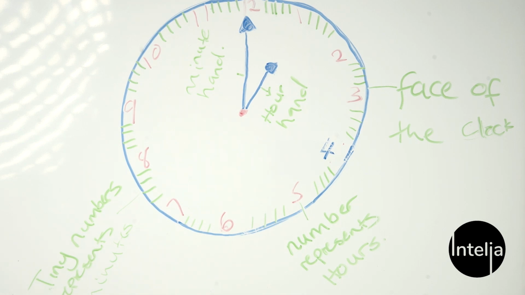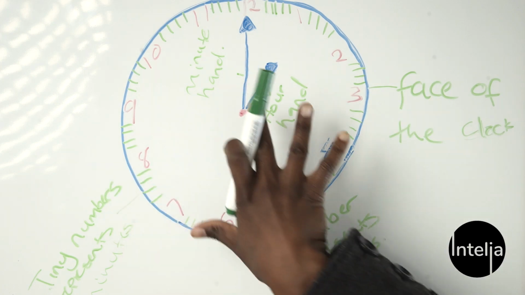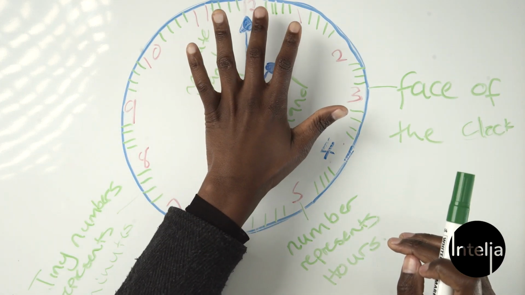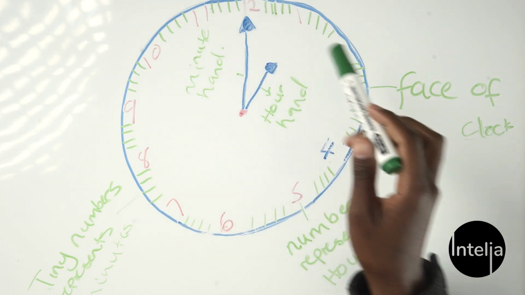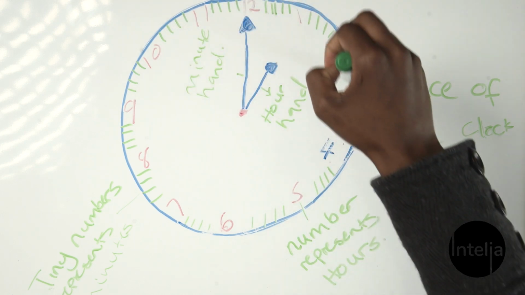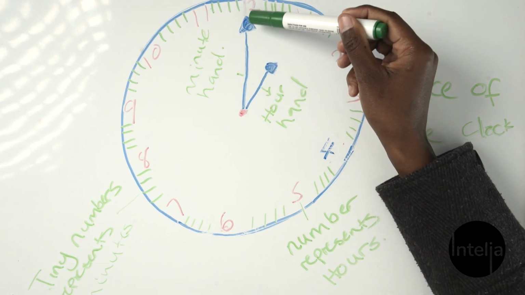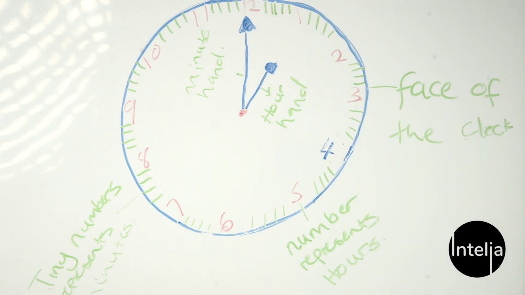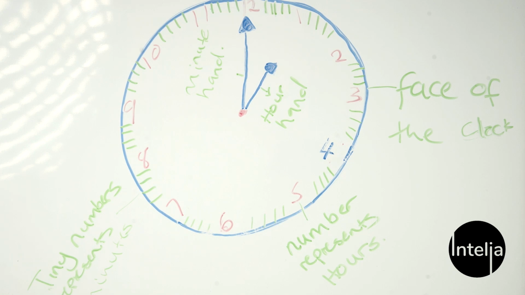So basically this is the face of the clock. This is all that the face of the clock consists of. This whole circle is what we call the face of the clock. These numbers, 12, 1, 2, 3, 4, 5, 6, 7, 8, 9, 10, 11, 12, represent hours. These tiny numbers in between represent minutes. The longer arrow pointing at 12 is the minute hand, and the shorter one pointing at 1 is the hour hand. So basically this is all about the face of the clock. Let me erase here.